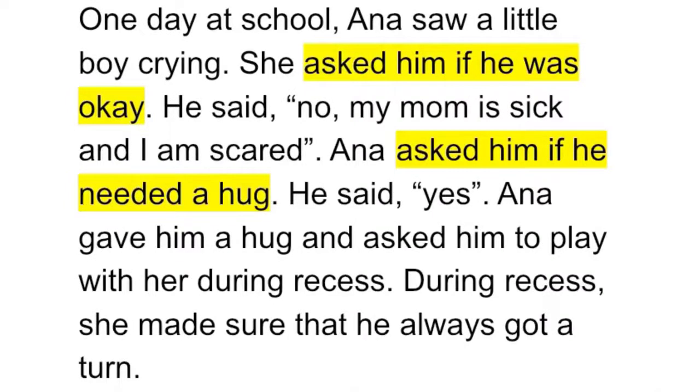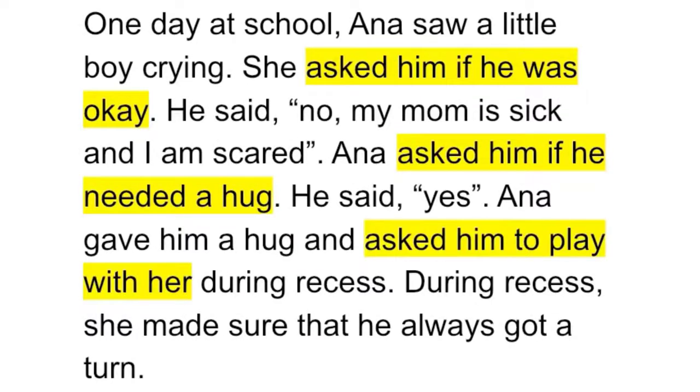Another thing that Anna does is she asked him if he needed a hug. She thought about his feelings and also thought about, maybe he doesn't like hugs. So before I give him one, let me ask him if he would like me to give him one to see if it'll help him feel a little bit better.